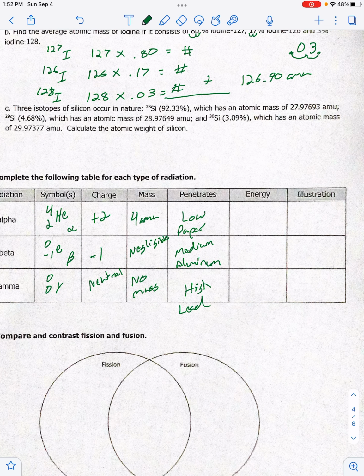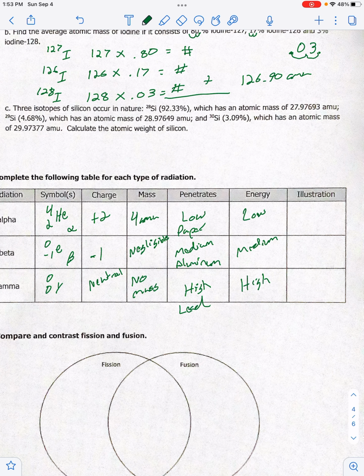Okay, as far as energy goes, same thing. It's going to follow the exact same. It's got low energy for alpha. Beta's got medium energy. Okay, and then gamma has high. Now, as far as illustration goes, it's pretty much just drawing. The key just shows you a drawing of alpha stopped at paper, beta being stopped by lead, or I'm sorry, aluminum, and then gamma being stopped by lead.